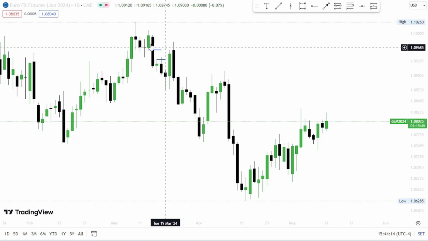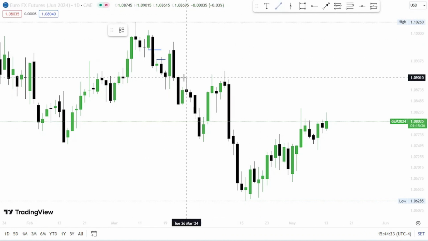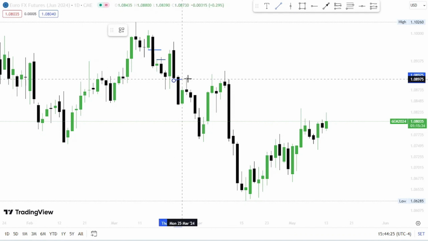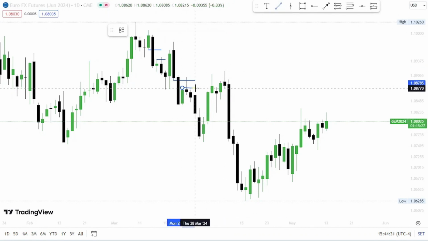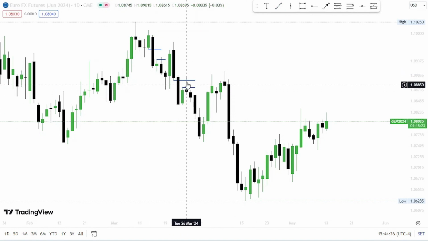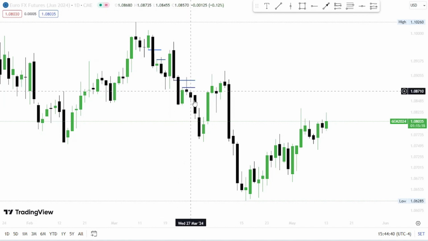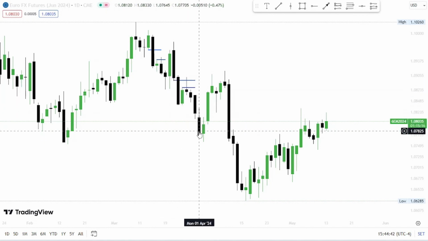So now you can see a combination of these PD arrays. They are even stronger. Here's another fair value gap here. Market went up, came back, fully closed the fair value gap there, and then went down. Here's another fair value gap here.